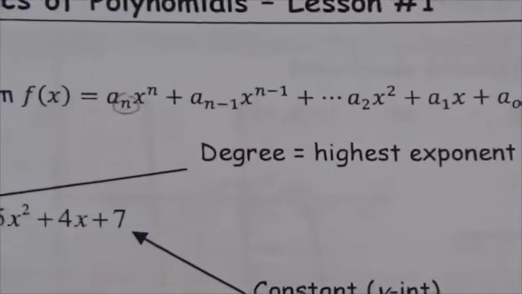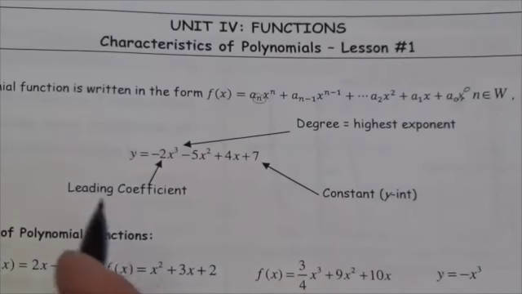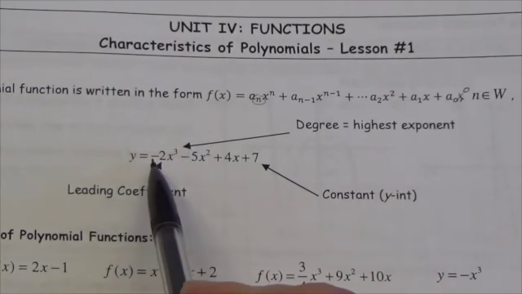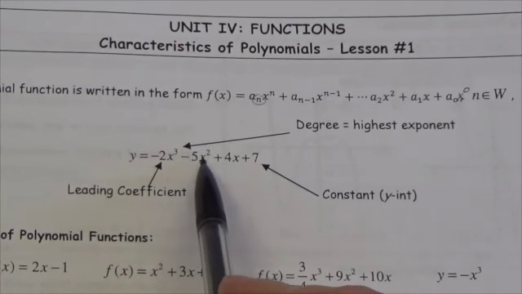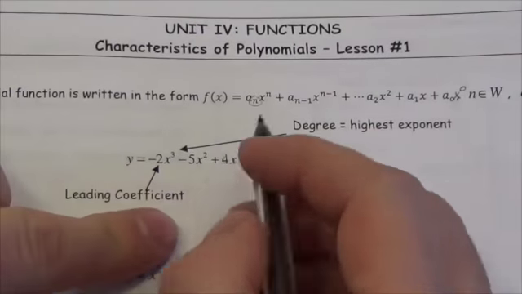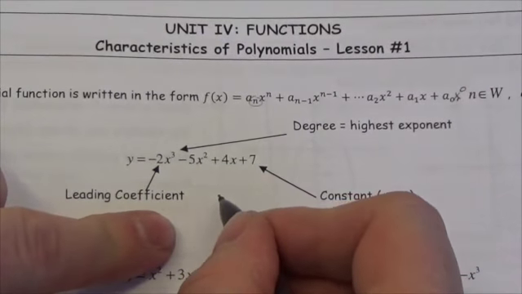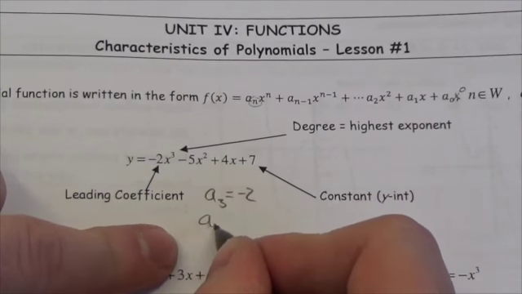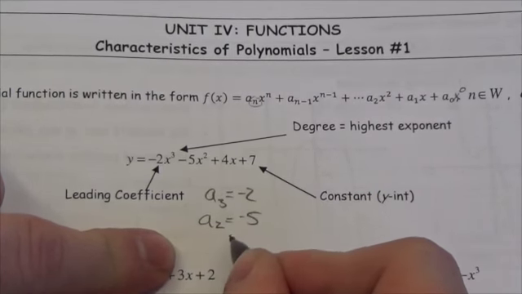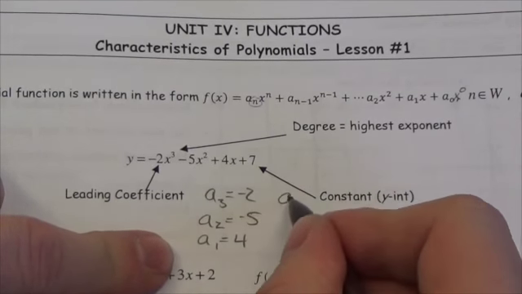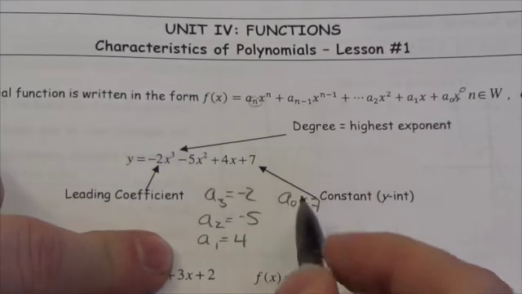Now let's zoom out a little bit. Let's talk about what a polynomial might look like. So here's a good example. y equals negative 2x cubed minus 5x squared plus 4x plus 7. So think of it like this. We know in this case right here that a sub 3 is going to equal negative 2. a sub 2 is going to equal negative 5. a sub 1 is going to equal 4, and then our constant a sub 0 is equal to 7.